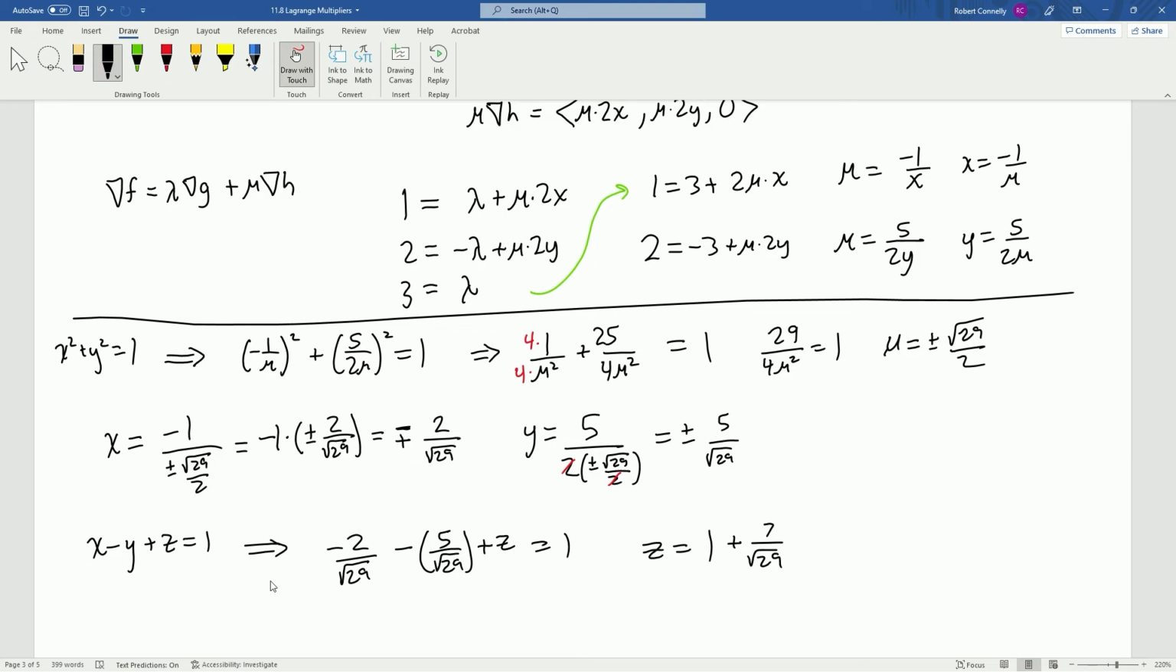And now if I plug in my other values for x and y, so I'll get a positive 2 over root 29 minus a negative 5 over root 29. So here this will be positive 7 over root 29, so I'll have to subtract that, and z will be equal to 1 minus 7 over root 29. So z is 1 plus or minus 7 over root 29.